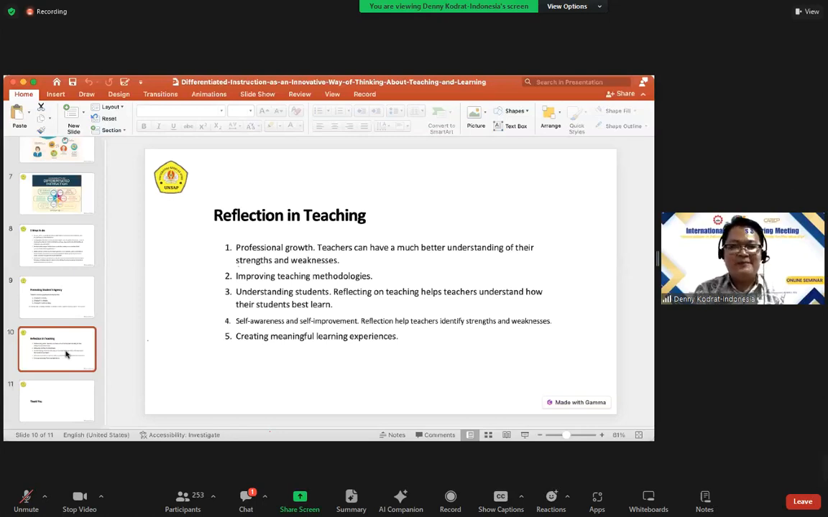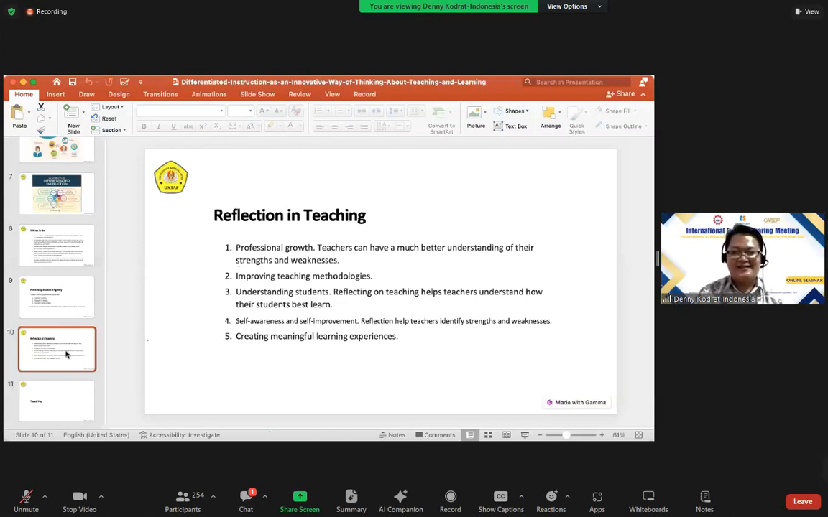The second is improving teaching methodologies. From the reflection, teachers can examine whether the teaching method can be applied in the classroom effectively or not. So it is what we can call continuous improvement in teaching methodologies. Next, by doing reflection in teaching, it is hoped that teachers understand the students. Reflecting on teaching helps teachers understand how their students best learn.